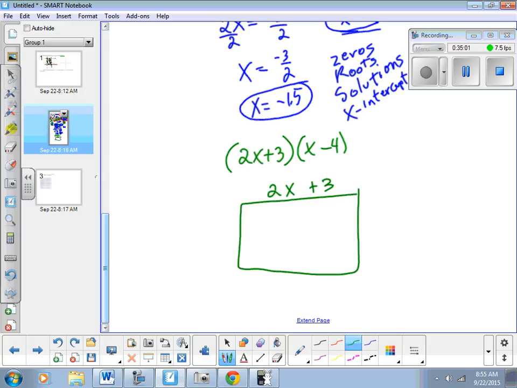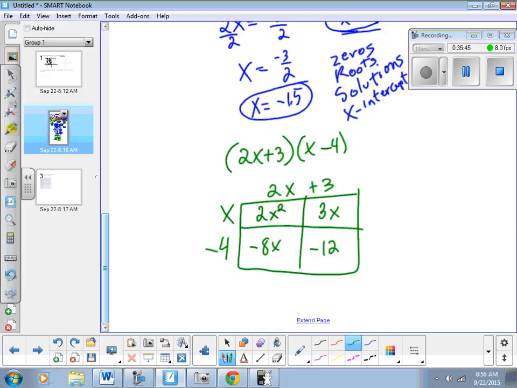Using the box method. Two terms are in the first parentheses. Everybody agree? So I put 2 on the top. And 2 terms are in the second parentheses, right? X times 2x gives you 2x squared. X times 3 gives you 3x. 2x times negative 4 is negative 8x, and negative 4 times 3 is negative 12. This, now that I just filled in, is my box method.